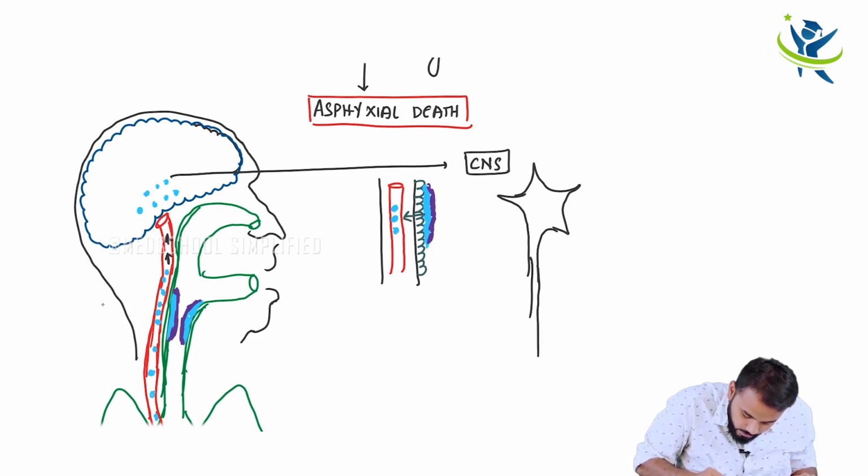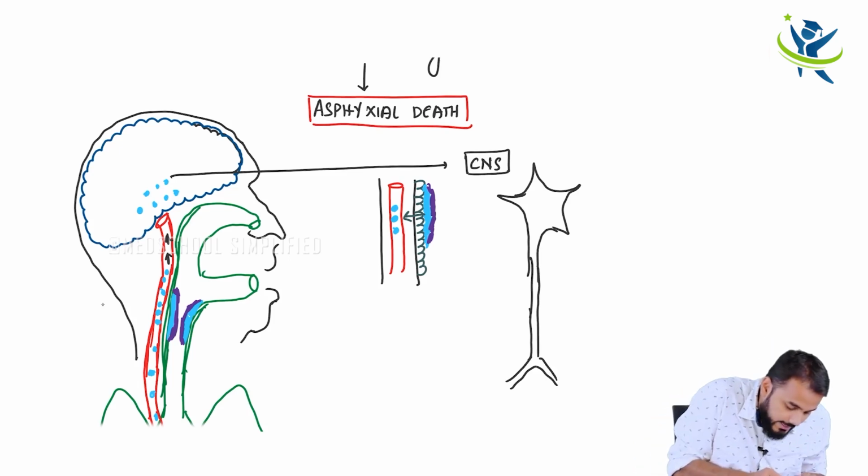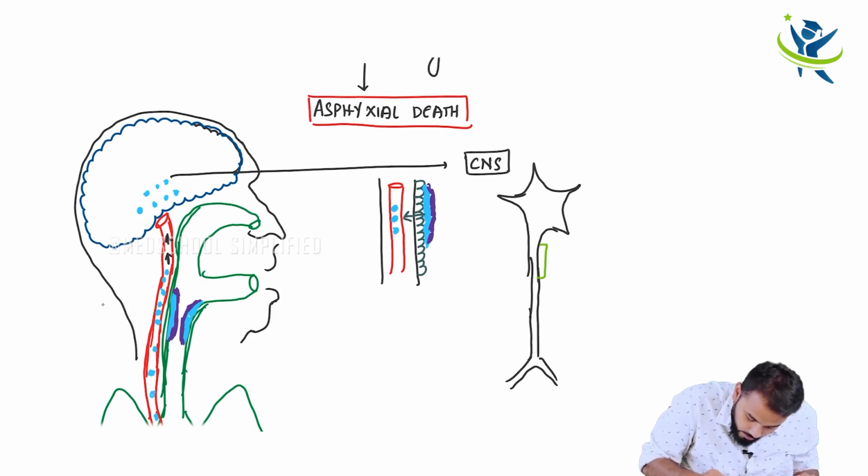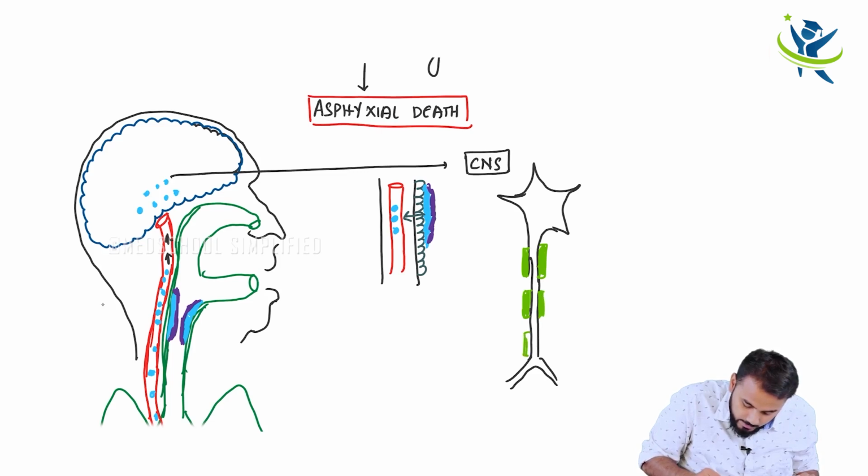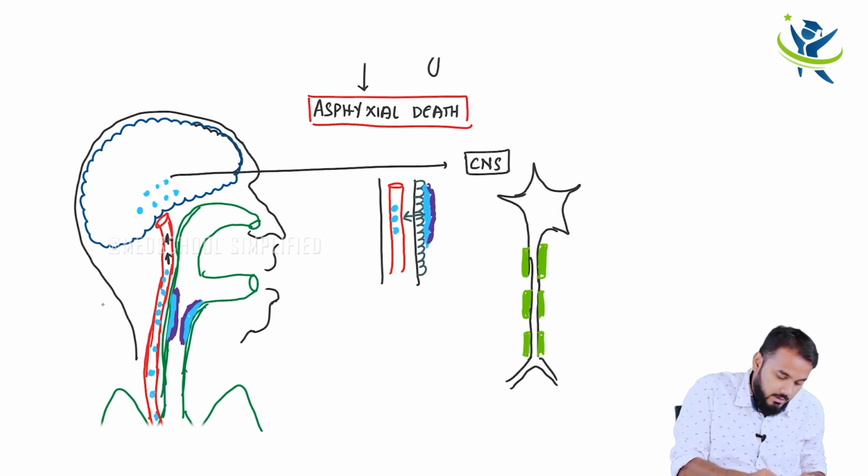This is your beautiful neuron over here. Tell me guys, surrounding the neuron, what do you have? What is this thing which I am drawing surrounding the neuron? This neuron is a myelinated neuron. This myelin is made up of a lipid, right? Very good. Now look here.